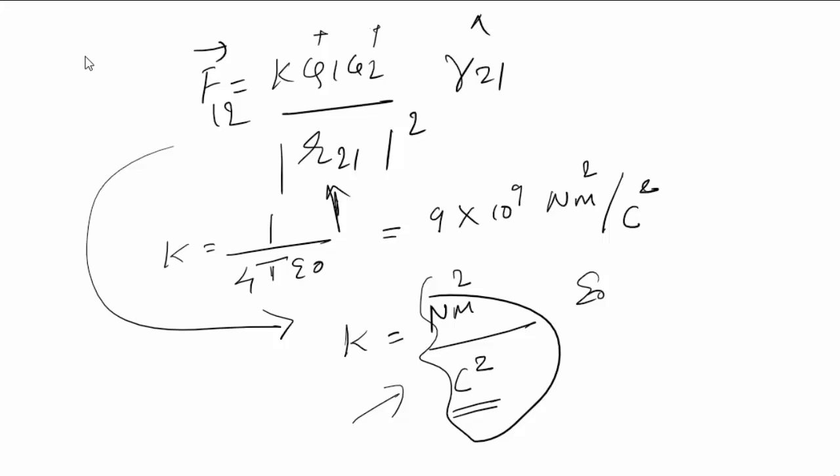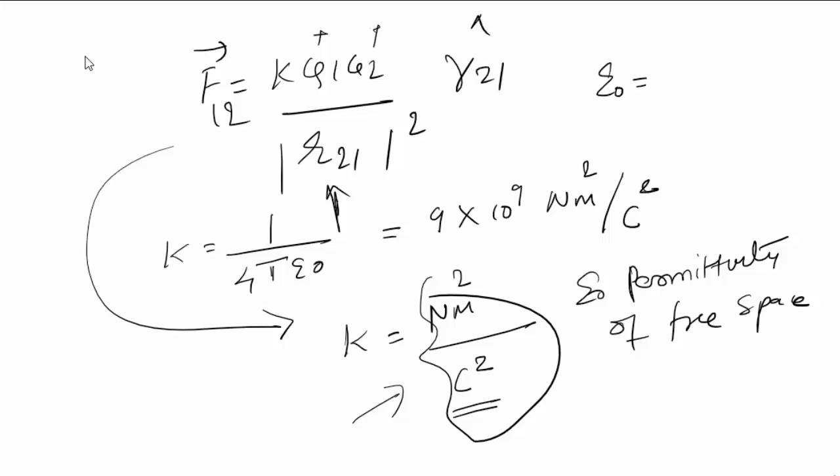And epsilon naught is the permittivity of free space. The value of epsilon naught, the permittivity of free space, is found to be 8.85 into 10 raised to minus 12, and the unit is Coulomb square Newton inverse meter square inverse. Since k is 1 upon 4 pi epsilon naught, you can substitute that and easily find the unit of epsilon naught. So these are the two values which we are defining.